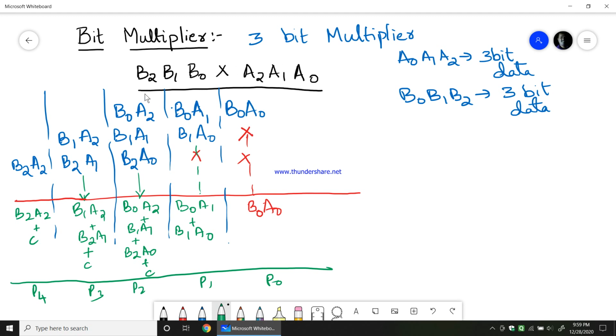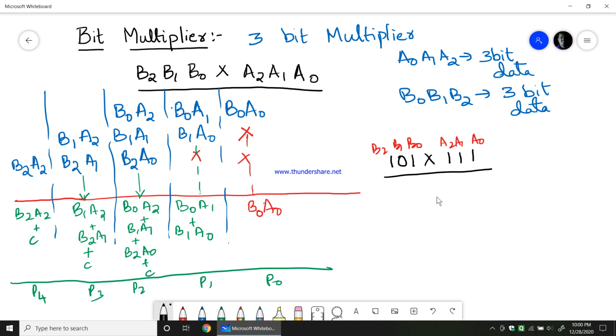Okay, so the multiplication process which I have explained to you just now is how the bit multiplication will happen. Now for that, let me take one small example of 3-bit: 101 multiplied by 111. Now this is A0, A1, A2, and this is B0, B1, B2. So first A0, A1, A2 will be multiplied by B0.